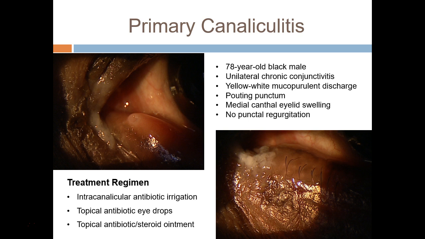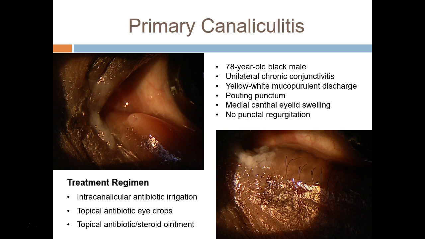Here's another example of primary canaliculitis, and primary canaliculitis is a canaliculitis that happens for no apparent reason. Where the patient didn't do anything to make it happen, it just happened. People ask me all the time, Dr. Thomas, how come I got this? And I tell people, hey, people get stuff. Every once in a while people get canaliculitis.